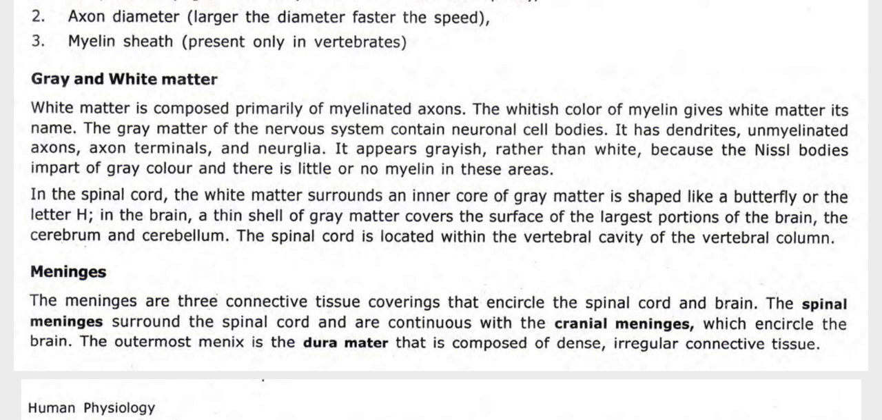A gray color and there is little or no myelin in these areas. In the spinal cord, the white matter surrounds an inner core of gray matter shaped like a butterfly or the letter H. In the brain, a thin shell of gray matter covers the surface of the largest portion of the brain, the cerebrum and cerebellum. The spinal cord is located within the vertebral cavity of the vertebral column.